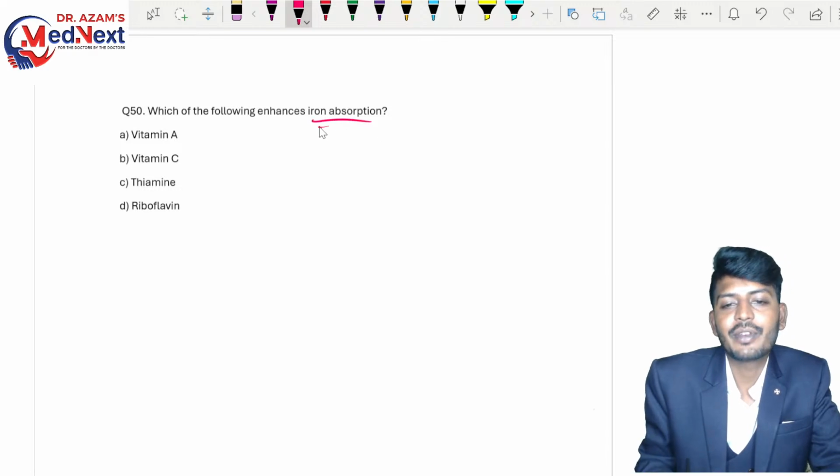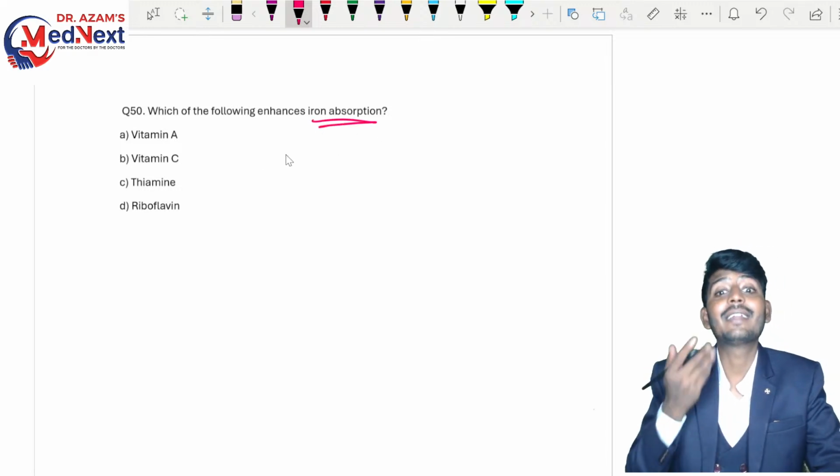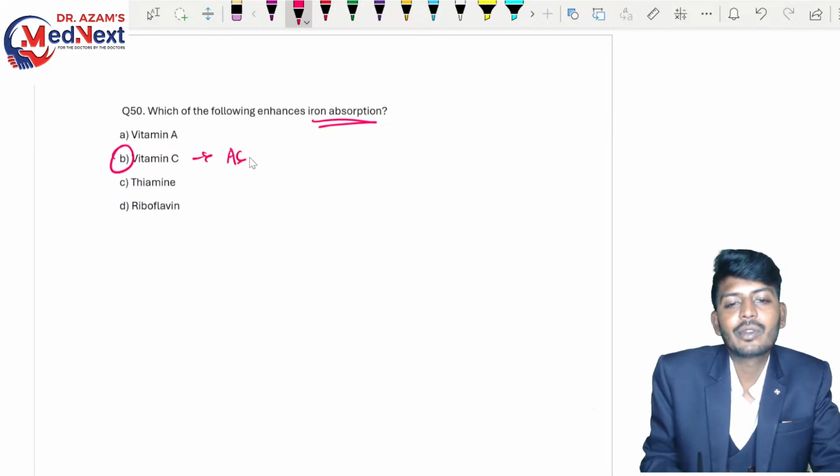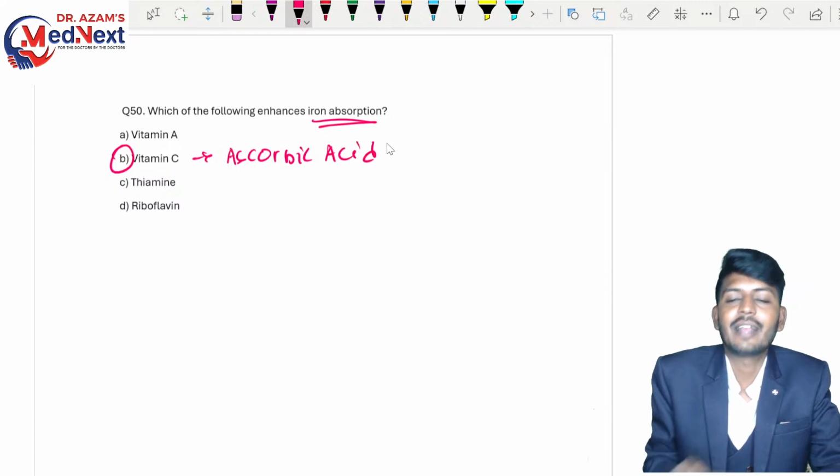तो iron absorption के लिए याद रखो, which vitamin increases the iron absorption? Vitamin C. The name of the vitamin is ascorbic acid. What is that? Ascorbic acid.